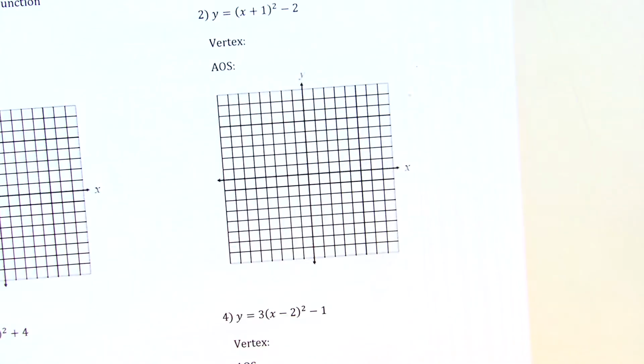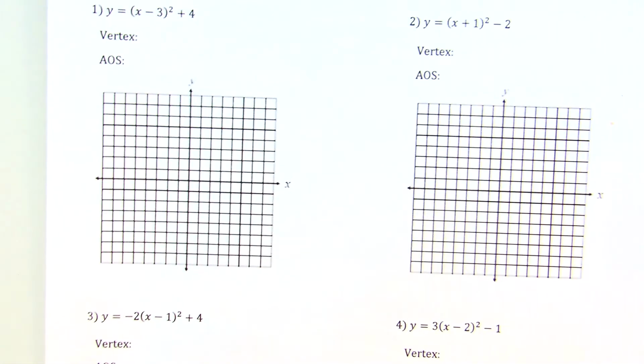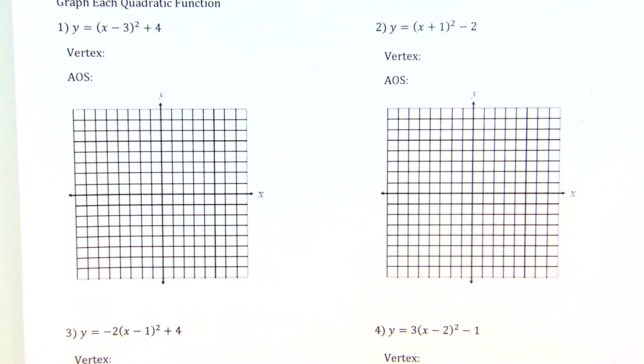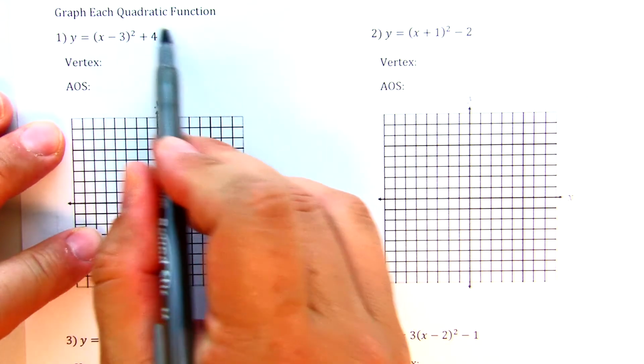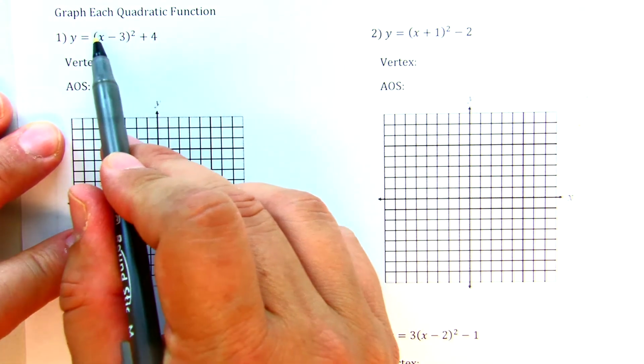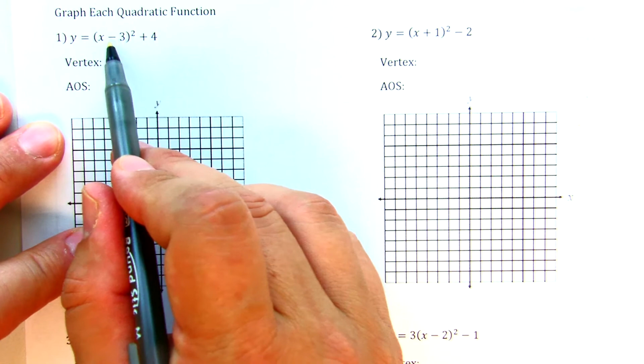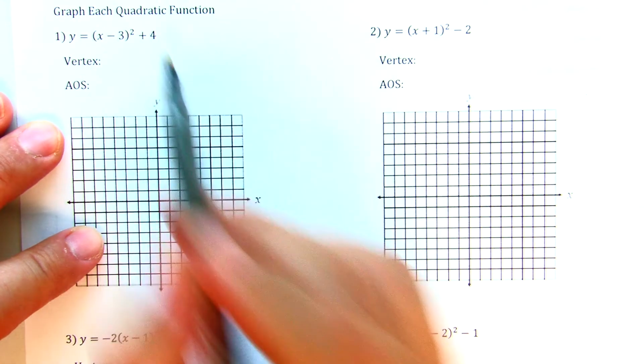Alright, in this video I'm going to talk about graphing quadratic functions. I'm going to show you one way to do it. There are many other ways, including using your calculator. But this is a way that works when we have something that's in vertex form, like this, with something x minus something, plus or minus something squared, plus or minus something else.